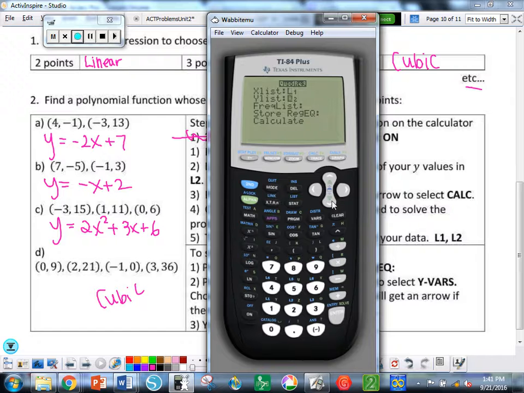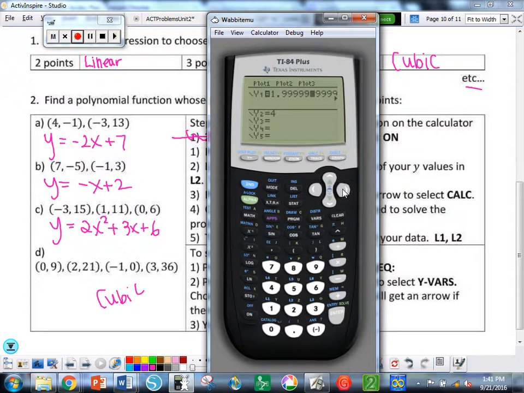Now, do you see right here where it says store regression equation? I can store this, and I'll show you how. I'm going through it right now, but I'll go slower in a second. I can store my regression equation into y1, which is in here. When I calculate, the same thing as normal comes up. I get my a, my b, and my c. But if I look in the y equals, it's now in there.